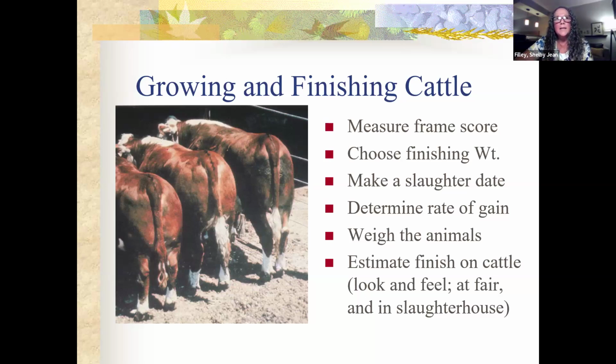Oregon State University has a small scale meat farming website with really good videos on how to estimate the finish. You can go to fair a lot of times and look at the finish, the market cattle, and listen to the judge and see what they're talking about, how they know that these animals are finished. And also go to the slaughterhouse. Once your animal's slaughtered, you can look at the animal's carcass and say, oh yeah, I did that just right.